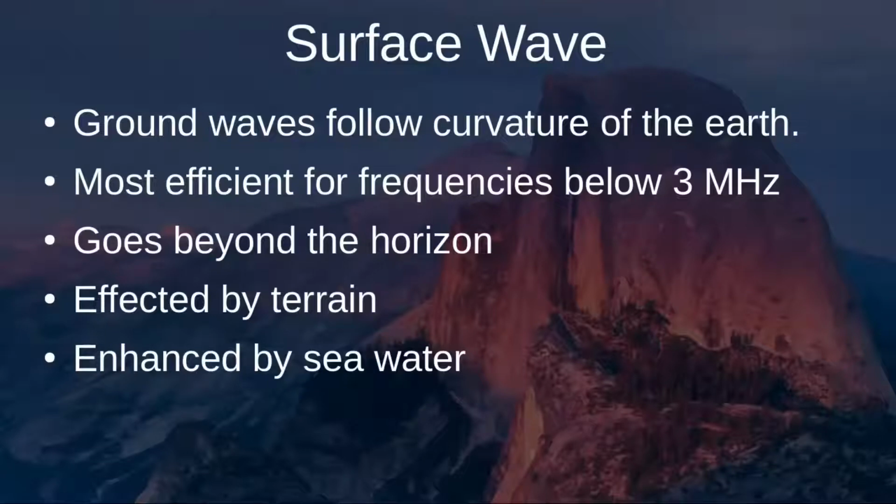So if it encounters a hill or a mountain or very rough terrain, the signal can be diminished or distorted, or it can also be enhanced by certain conditions, very conductive soil or by seawater. So seawater will enhance ground wave or surface wave propagation.